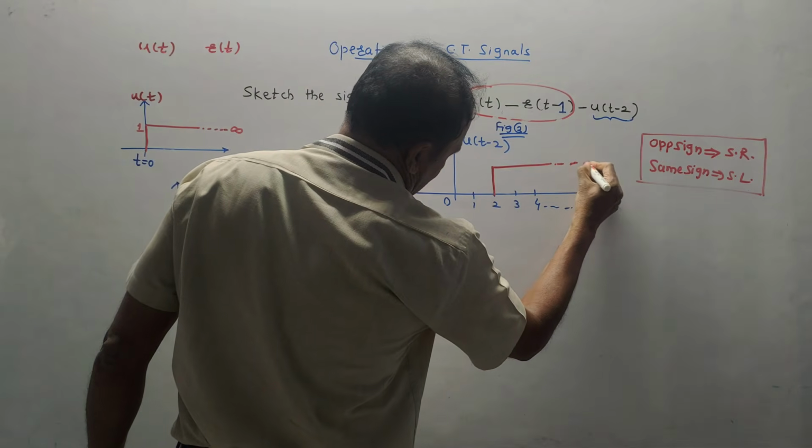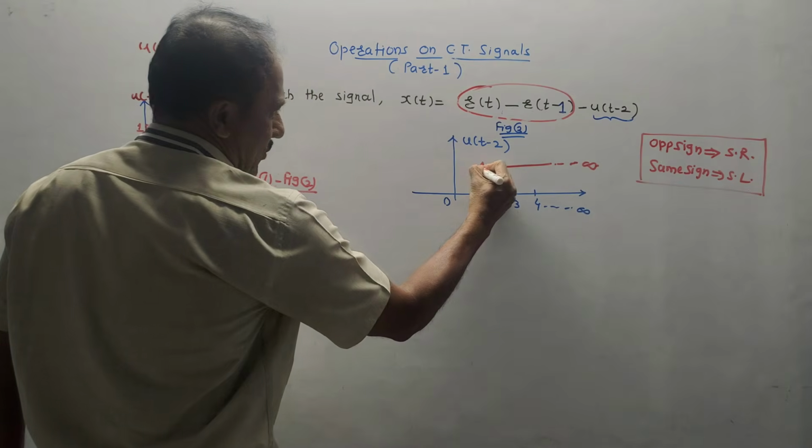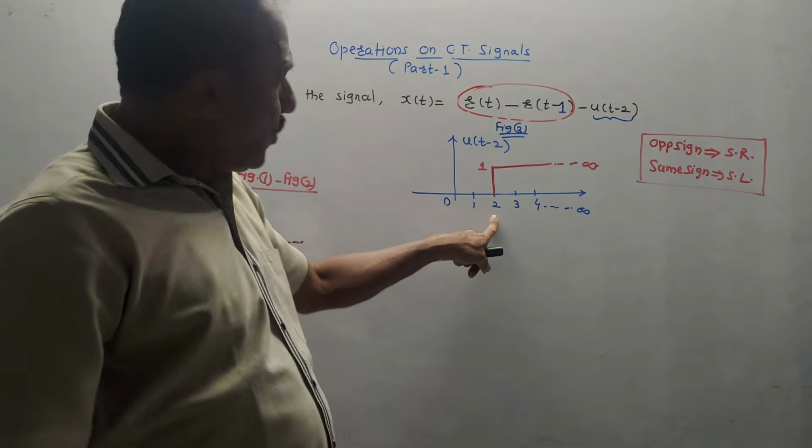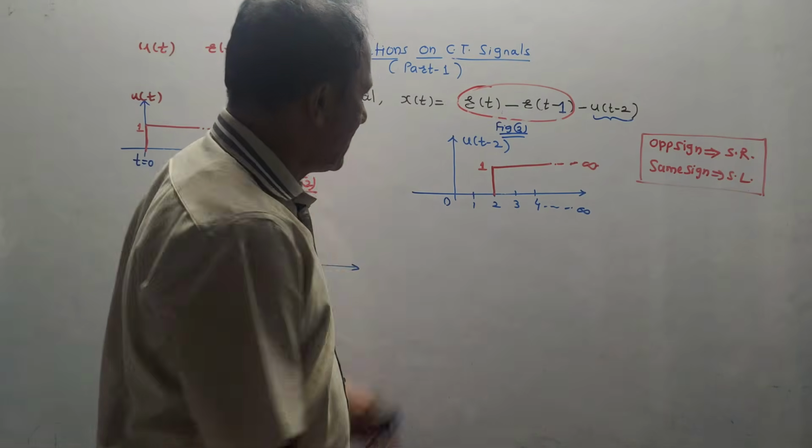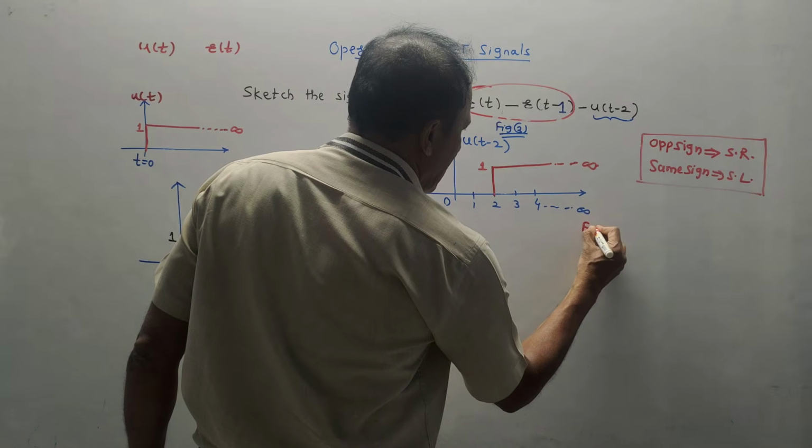Same diagram I am drawing of unit step. Its amplitude is 1. It starts from 2. Originally it was starting from 0, and from 2 till infinity its amplitude remains 1. Say this is figure number 4.